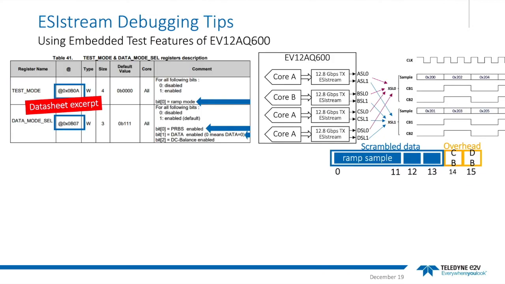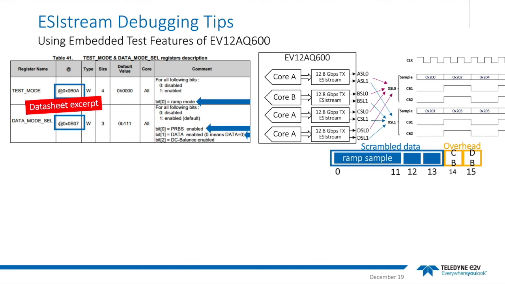I'd like to now highlight some useful link debug features embedded both in Teledyne E2V ESIstream enabled products, as well as the receive IP packages that we offer. What may not be immediately apparent is that the EV12AQ600 data converter provides several useful features specifically to help diagnose link transmission problems. Two debug features are highlighted on the left of this slide.